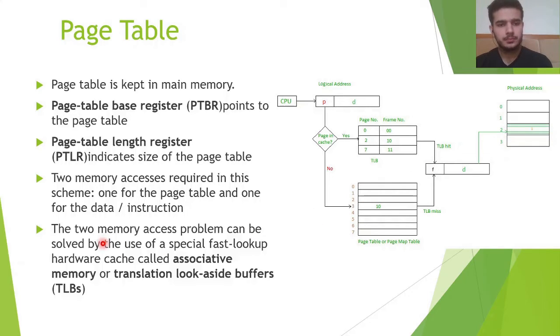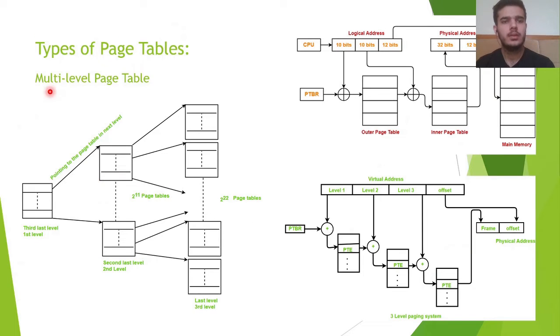These two memory accesses can be speeded up to a greater extent by using the TLB, the translation lookaside buffer. The pages which are used very frequently are kept in the TLB, and when there is a TLB hit, the cost of memory access is reduced to a very large extent, because we are not looking into the page table. There are various types of page tables.